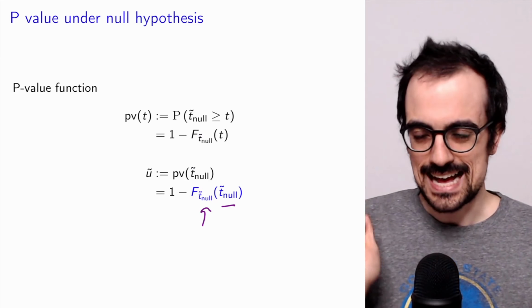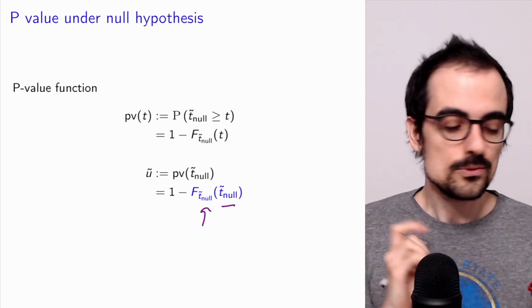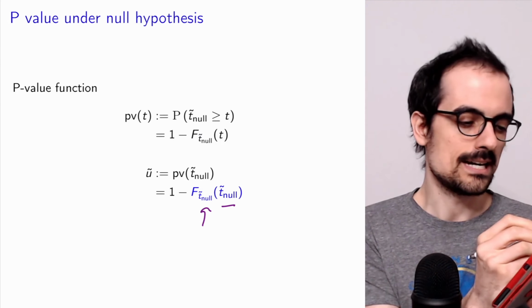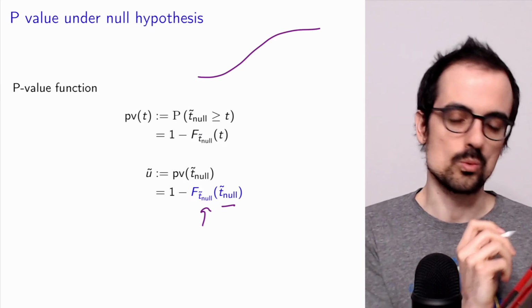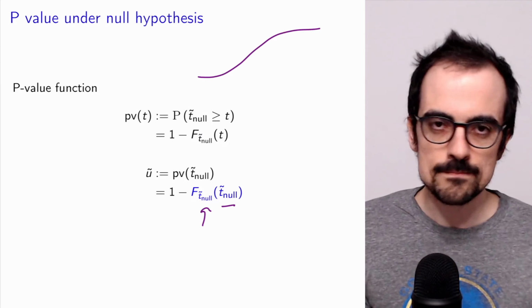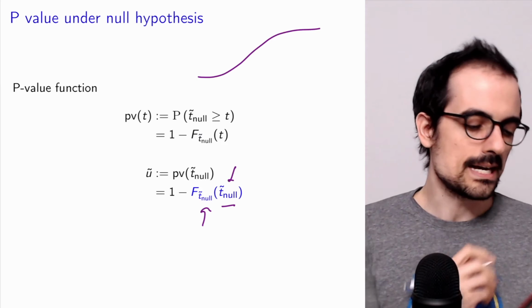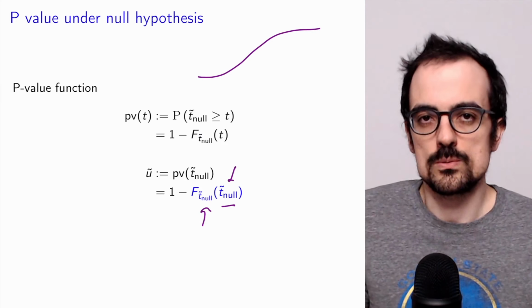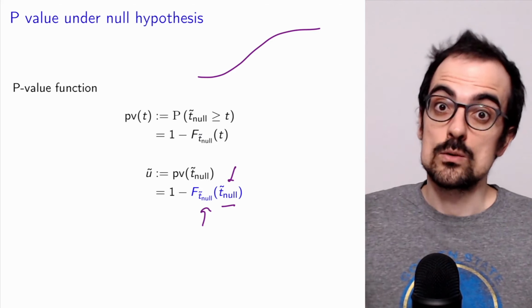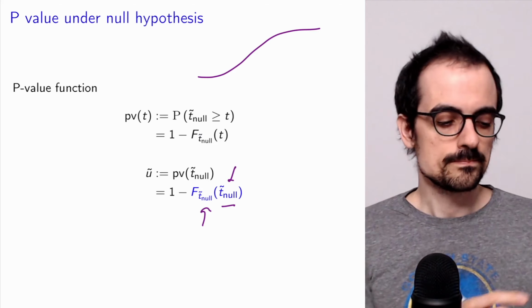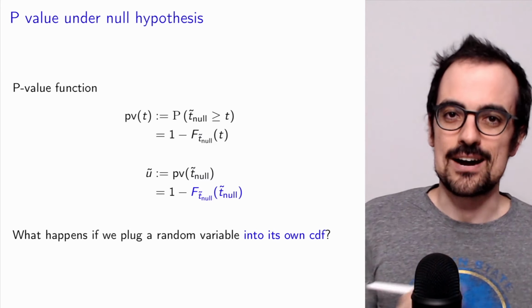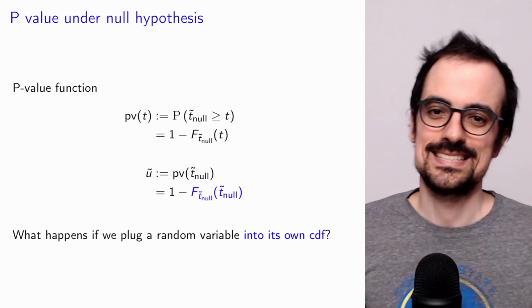Again, I can completely understand this being quite confusing, but you have to be very strict about this. You have to think of the CDF as just some function that goes from 0 to 1, which is fixed and deterministic. And you have to think about this as a random variable that is being plugged into that function. So hopefully it's clear that we get a random variable out of this. This begs the question, what happens if we plug a random variable into its own CDF?